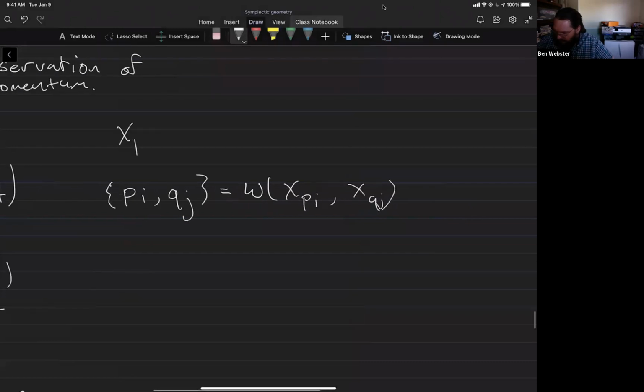So if I compute the Hamiltonian vector field of pi, that means that I look at, keep kind of having to go up and do my calculation further up.